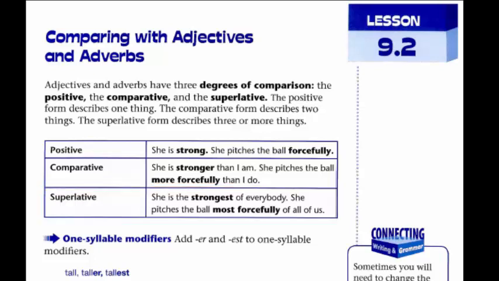So let me recap. Positive modifiers talk about one subject. Comparative modifiers compare two nouns, two pronouns, or two items. Superlative is when you talk about more than two. Let's see how we form the comparative and superlative.